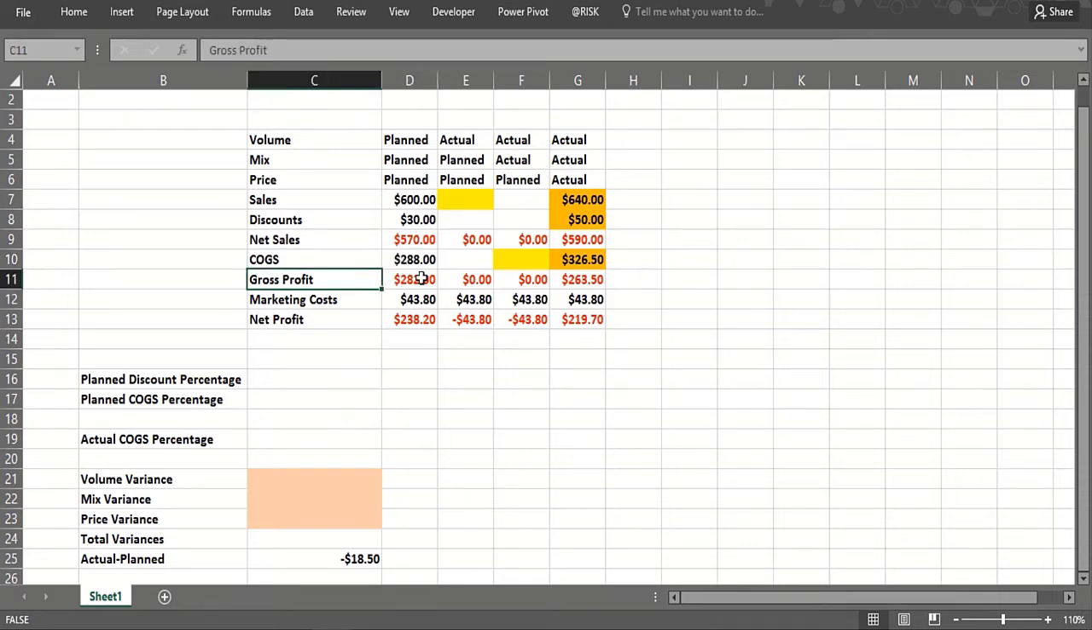$288. Your profit's $282. Your marketing costs will be $43.80. That brings your profit down to $238.20. Those are your projections or your plan. Okay, now what actually happened?